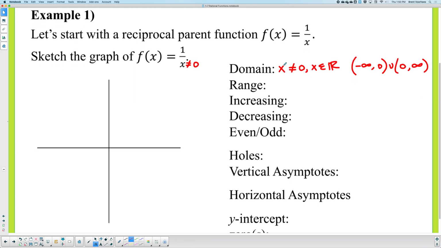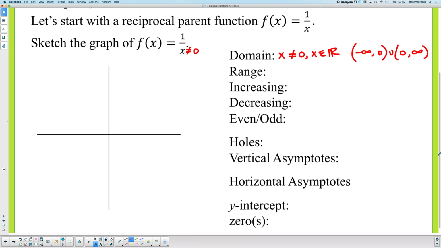Now, in the future, I will do that first. And the next thing, before I ever do range, increasing, decreasing, any of those, is I'll come down and I'll talk about then holes and vertical asymptotes. This will describe the break. So we have a break at 0. That's what we're saying in the domain.